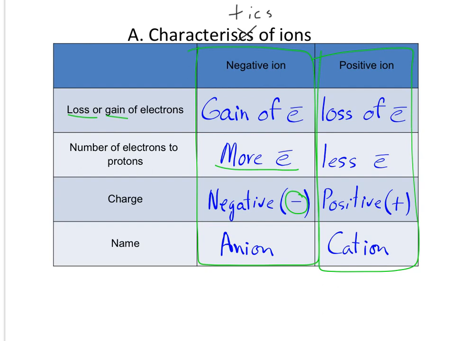On the right side, positive ions. How does an atom become positively charged? It needs to lose electrons. And in the end, that means if you lose electrons, you're going to have fewer electrons than protons for that positive ion. So the charge becomes positive because you have fewer electrons. And the special name is cation for all positive ions.